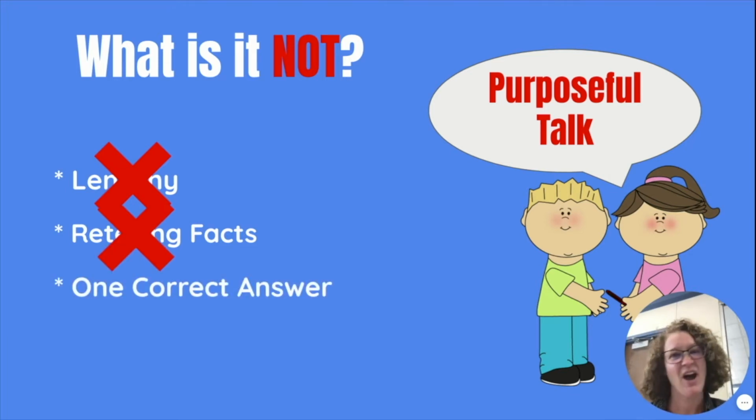And also, purposeful talk is not where there's one correct answer. I'm not trying to ask a question that directly gives me a correct answer and nothing else. The reason why is because it doesn't evoke conversation past whatever that correct answer is. So you want to make sure that when you're having a goal and a guide for the students, your goal question is something that can have a conversation that gives multiple answers.